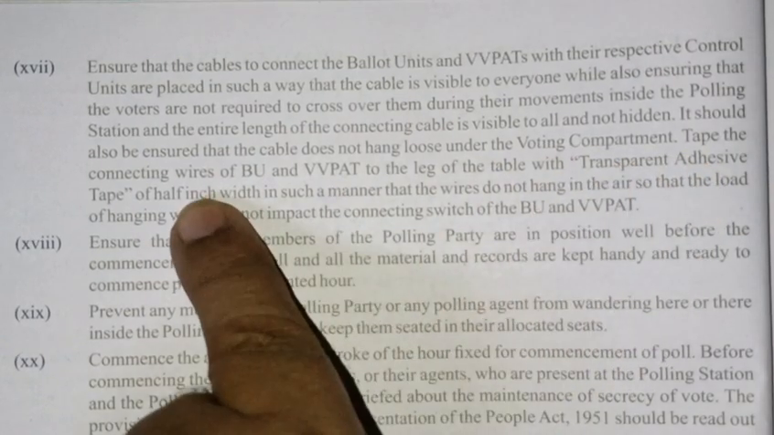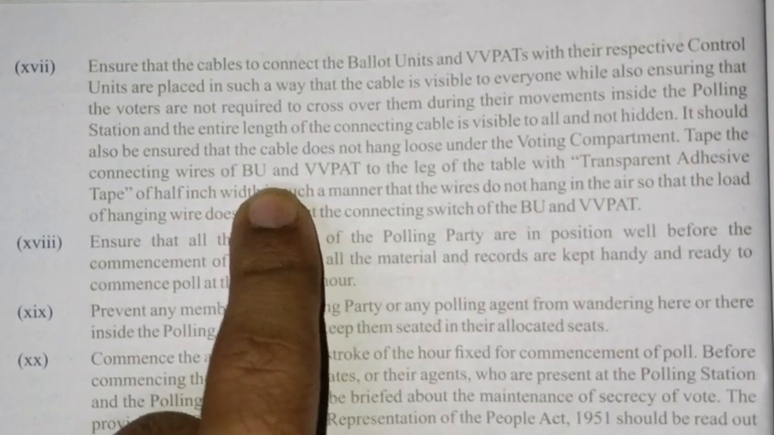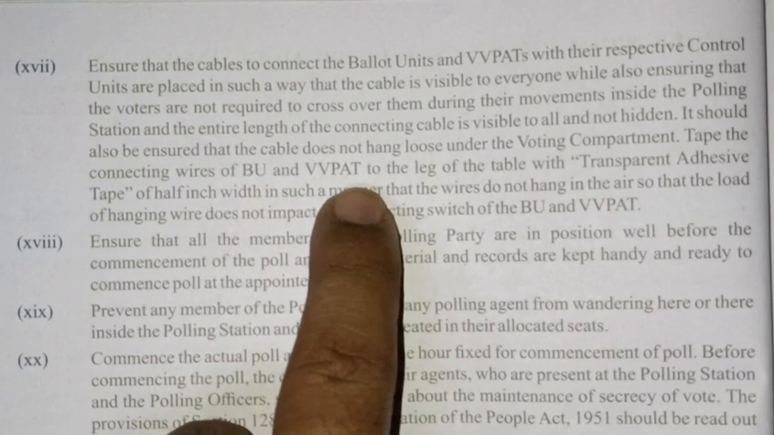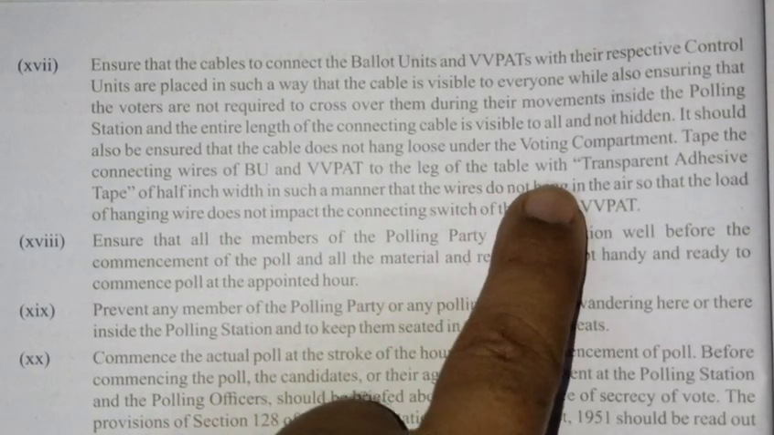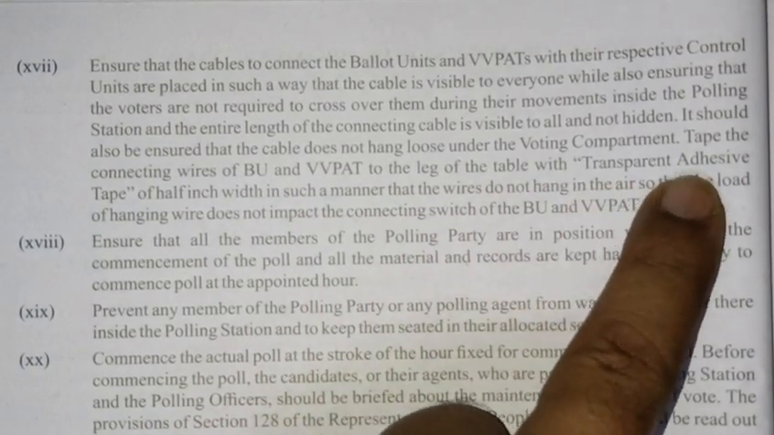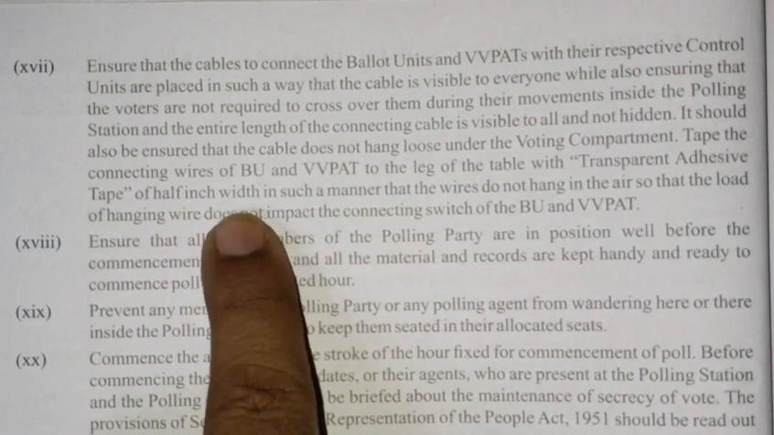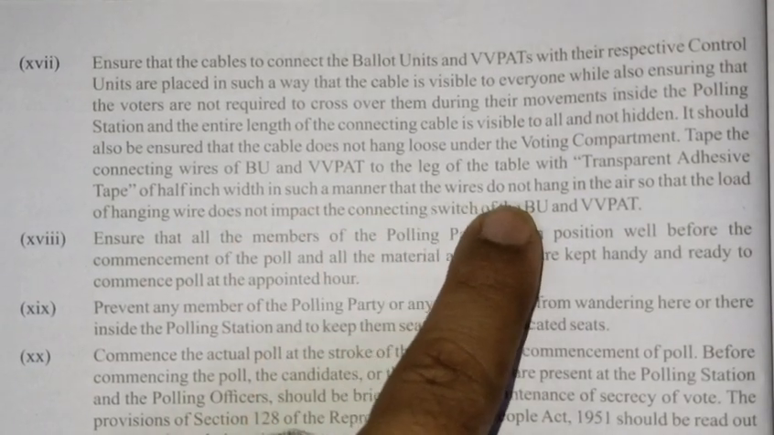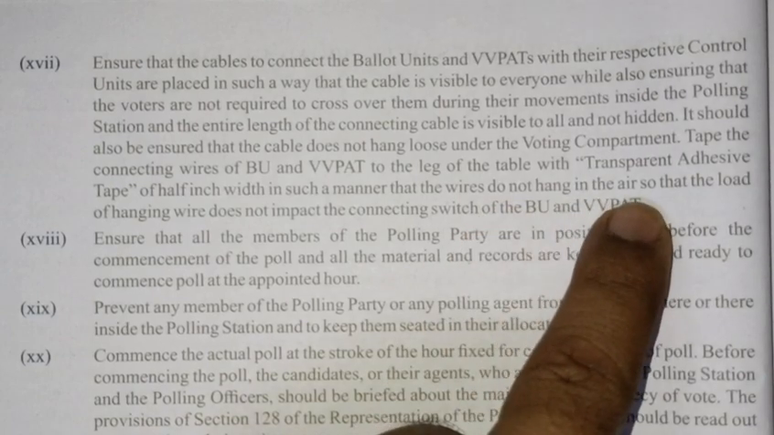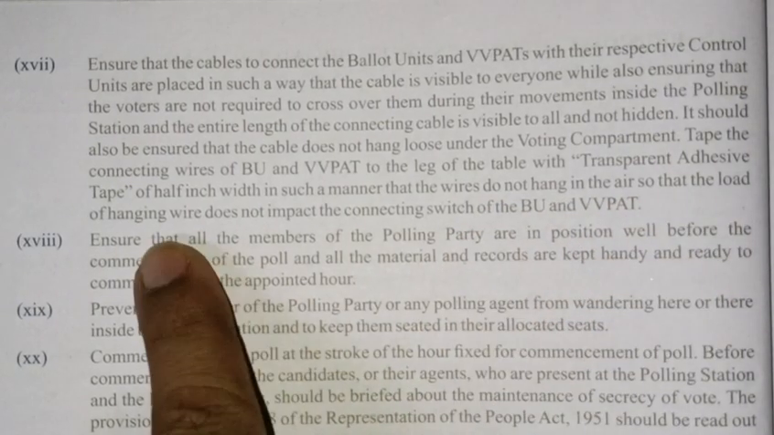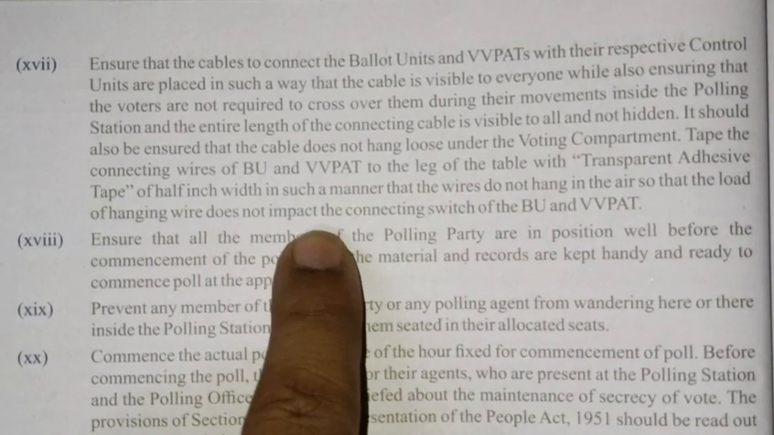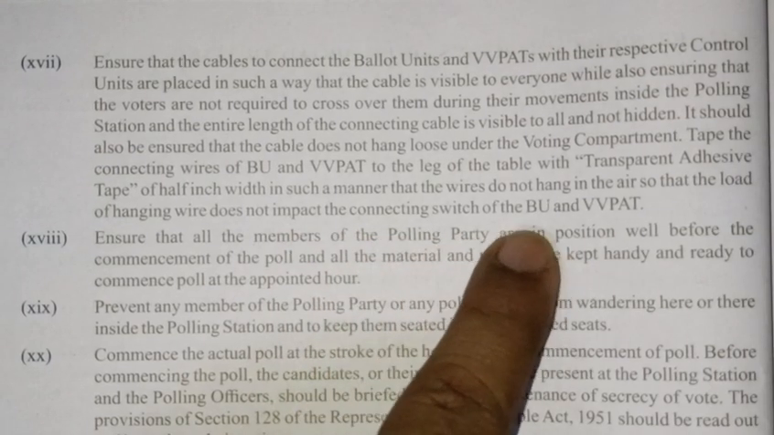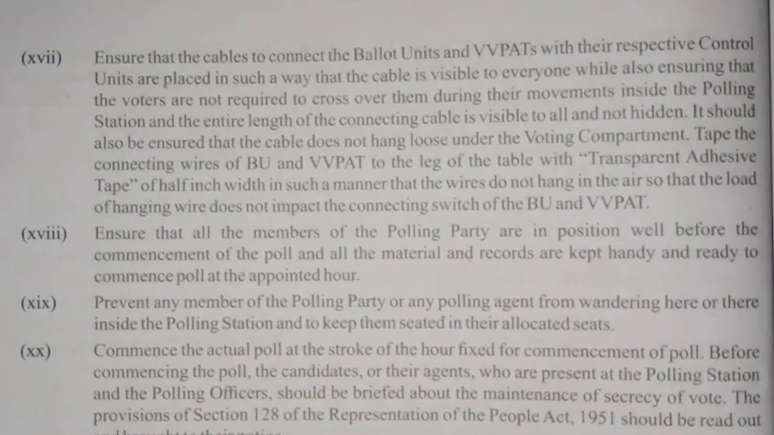Tape the connecting wires of the VU and VVPAT at the leg of the table with transparent adhesive tape of half-inch width in such a manner that the wires don't hang in the air, so that the load of the hanging wire does not impact the connecting switches of the VU and VVPAT.